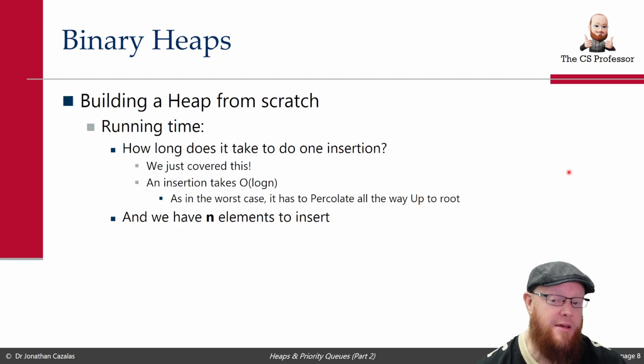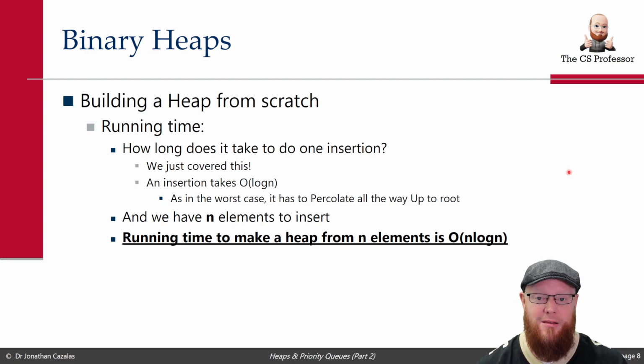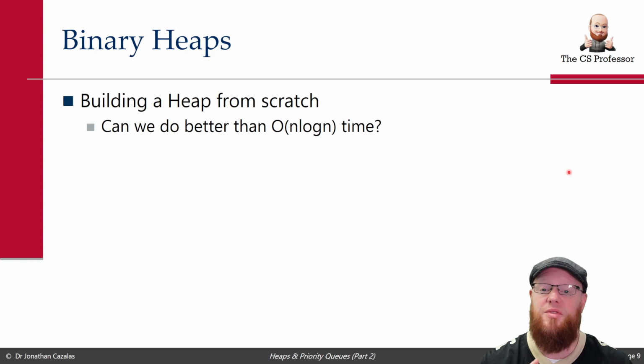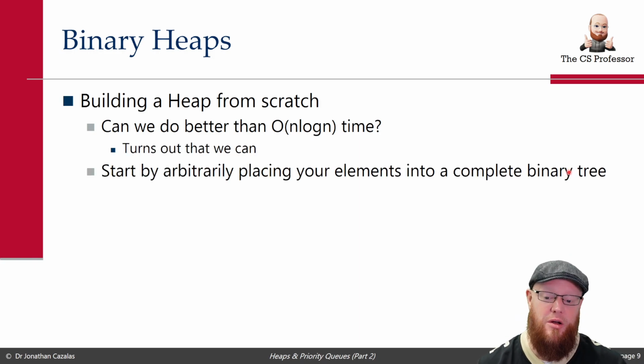We have n insertions. So the running time to make a heap out of n elements is actually O of n times log n. For each of the n elements, you have a running time of log n to do the insertion. So we end up with n log n. But it turns out that we actually can do better than O of n log n time.